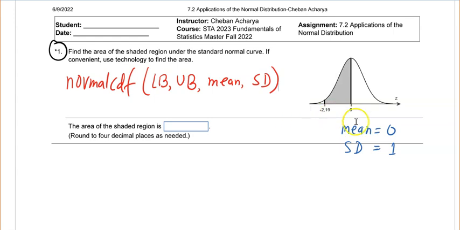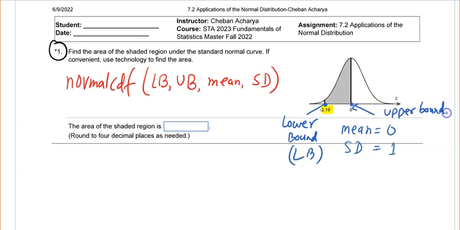In this case, look at this area here. This area is bounded between negative 2.19 and 0. Therefore, this number here is going to be the lower bound. Always the smaller number is going to be the lower bound. A lower bound I call LB. And for this area, this number is called the upper bound. Makes sense? And use this upper bound and lower bound to find the area.